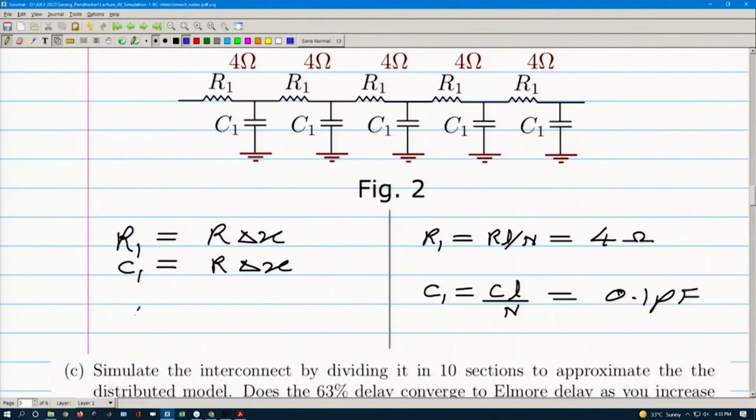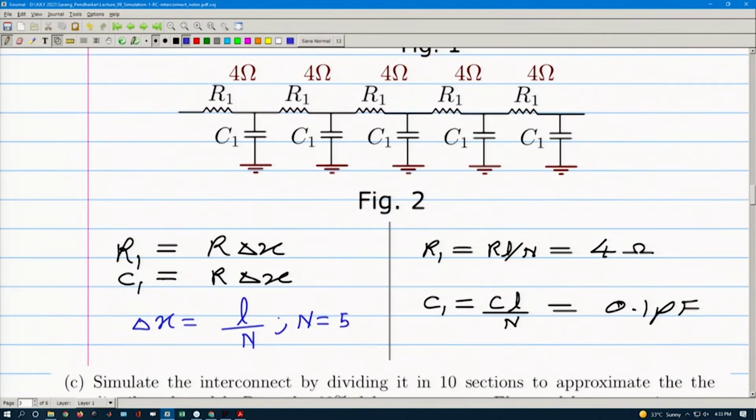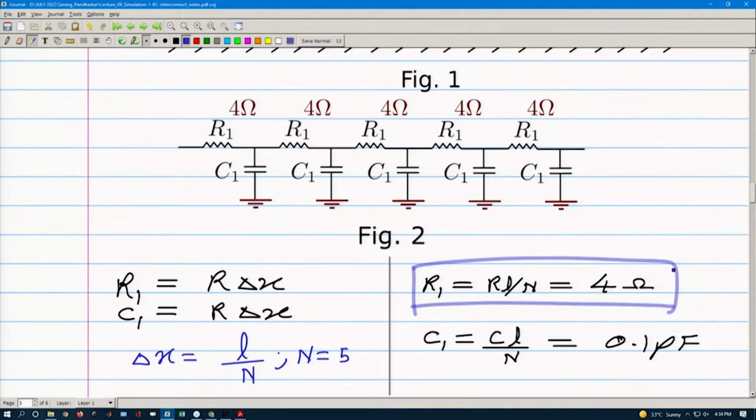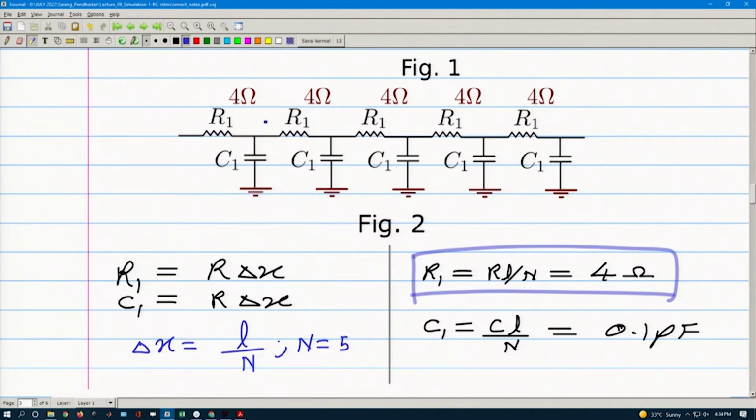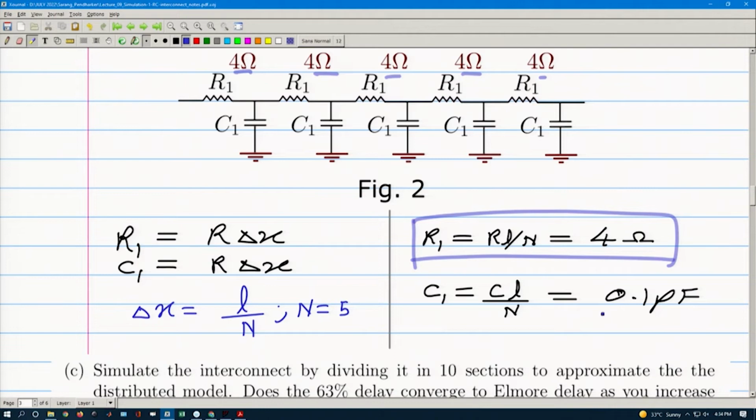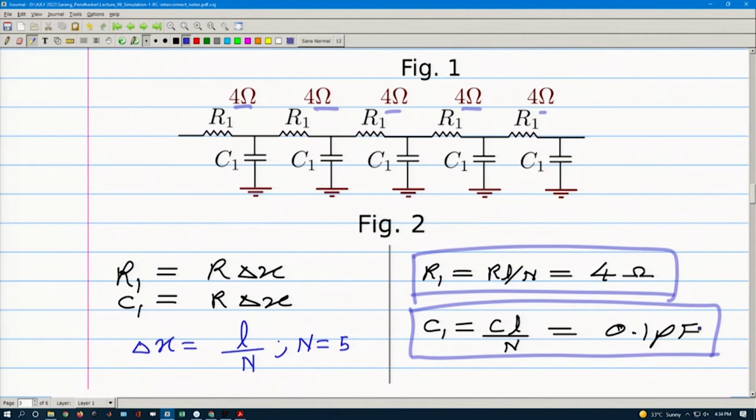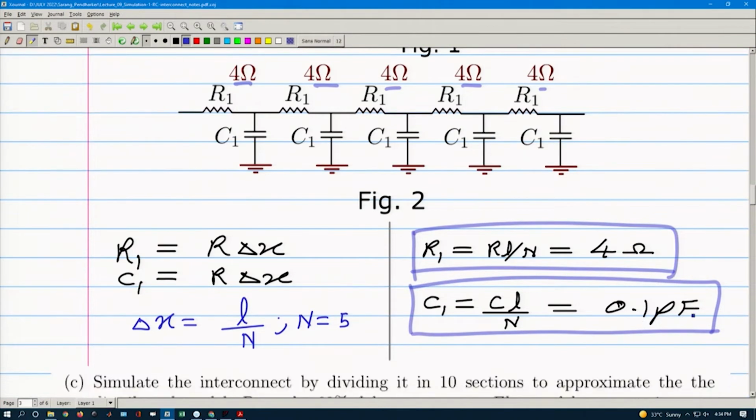What is delta x? Your delta x is equal to L by n, and n in this case is equal to 5. So if I substitute this, my R1 comes out to be 4 ohms, basically the interconnect resistance divided by 5. Earlier it was 20 ohms, so the individual value comes out to be 4 ohm each, and the individual capacitance C1 comes out to be 0.1 picofarad. Earlier it was 0.5 picofarad, so this comes out to be 0.1 picofarad.